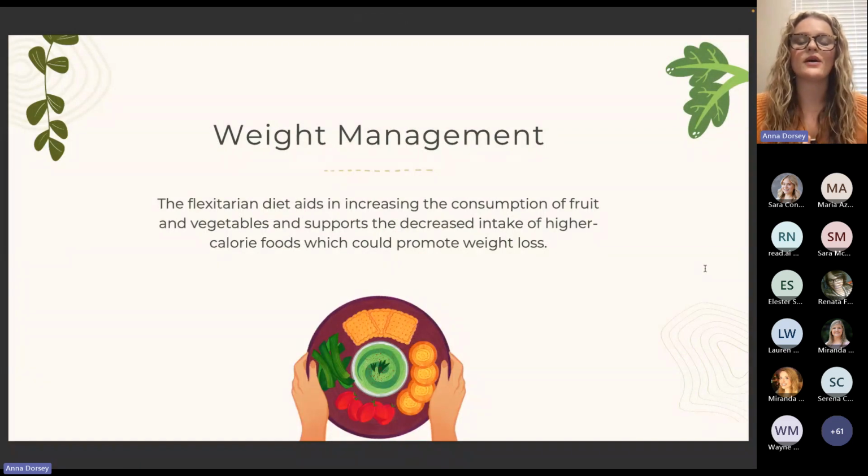And then lastly, I want to talk about weight management and how the flexitarian diet can aid in managing your weight. As we've already talked about, the flexitarian diet really supports and promotes a high consumption of fruit and vegetables. And fruit and vegetables contain really high amounts of fiber. And so fiber has a bulking effect. And so that's going to help slow down your digestion. It's going to help increase your fullness level or your satiety, which is ultimately going to support a decrease in intake of higher calorie foods and also help with the weight loss.